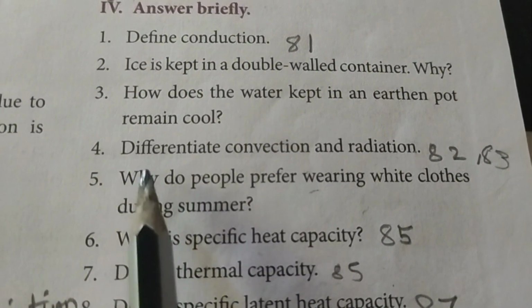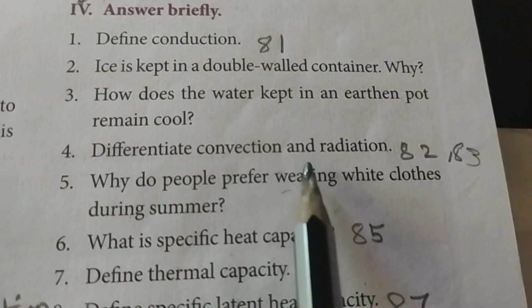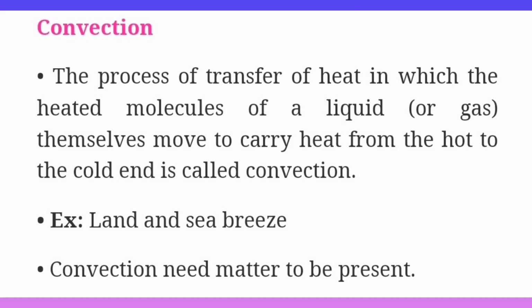Fourth question, differentiate convection and radiation. Convection: the process of transfer of heat in which the heated molecules of a liquid or gas themselves move to carry heat from the hot to the cold ends is called convection. Example, land and sea breeze. Convection needs matter to be present.